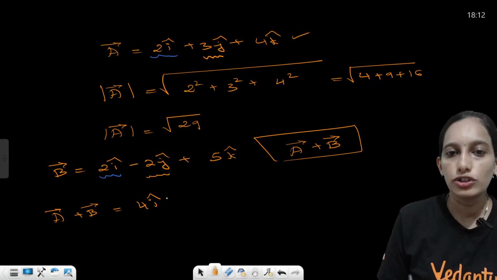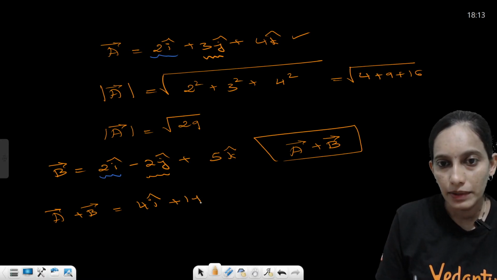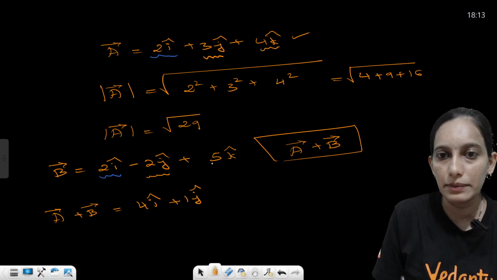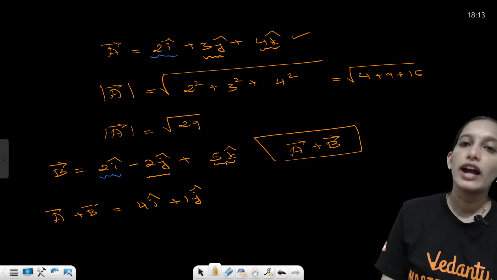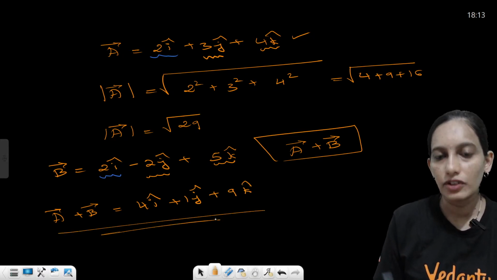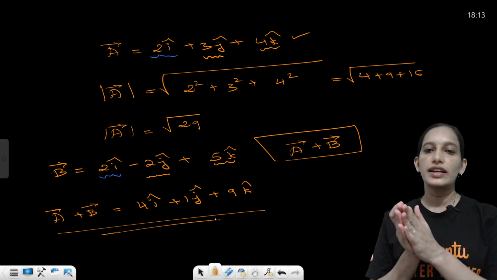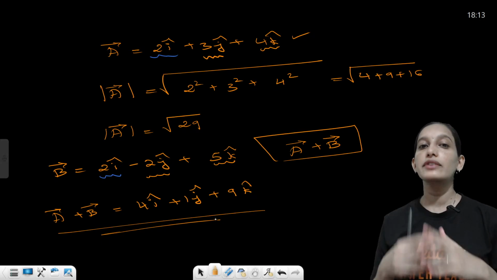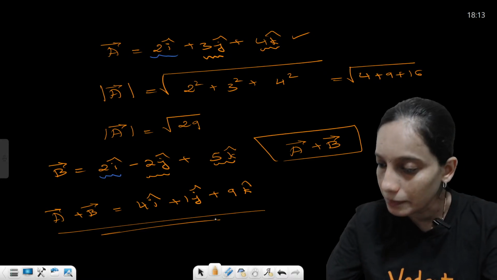So 3 minus 2 is 1, so we can say plus 1 j cap, and here we have 4 k cap, and here 5 k cap. So if we add them, what happens? Plus 9 k cap. Okay, 4 i cap plus j cap plus 9 k cap is going to be the sum of the given two vectors a and b.